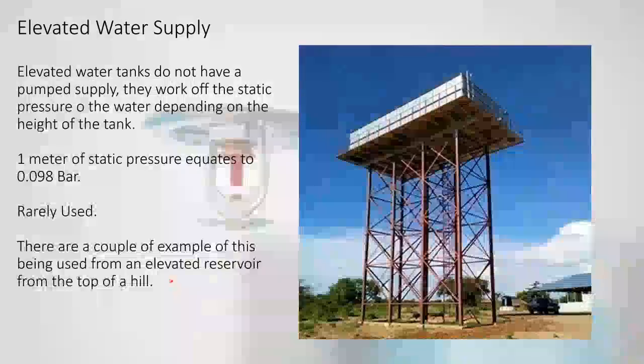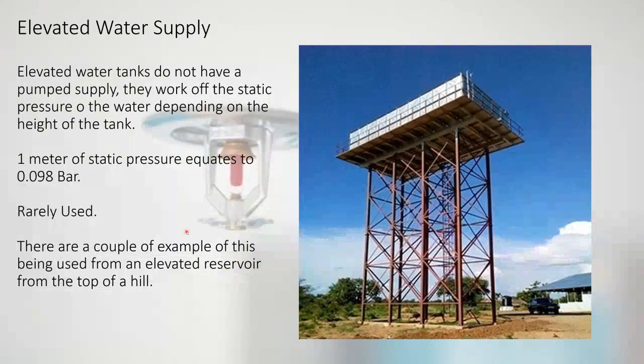Then we looked at elevated water supplies, and this can be a tank on stilts, like so. You've got to remember the static on that is 0.098 per 1 metre. So if you needed 2 bar, you'd need to be 20 metres up in the air. Just doesn't really work out. That's why I was saying if you're getting an elevated reservoir, it's probably best if you can use that. But then again, in 23 years, I've never seen one. It can be used.